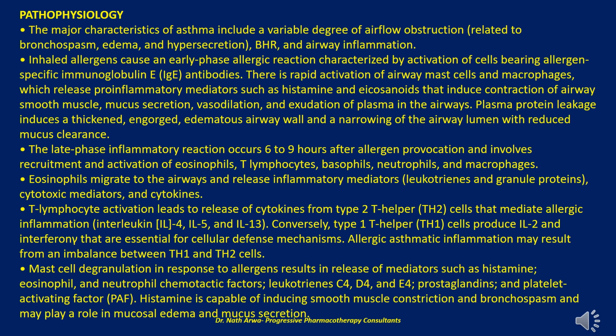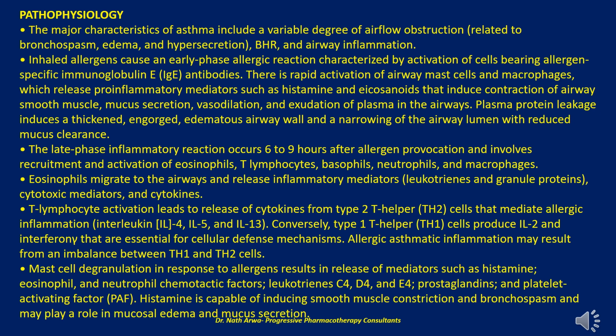1. The major characteristics of asthma include a variable degree of airflow obstruction, related to bronchospasm, edema, and hypersecretion, bronchial hyperresponsiveness, and airway inflammation. 2. Inhaled allergens cause an early-phase allergic reaction characterized by activation of cells bearing allergen-specific immunoglobulin E, abbreviated as IgE, antibodies.